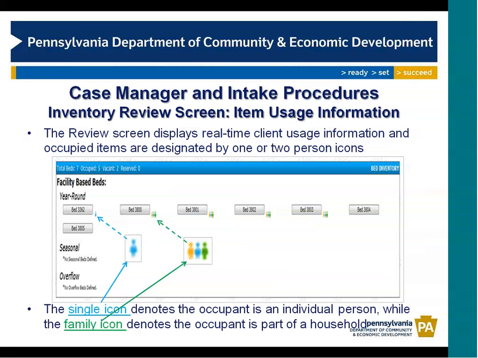Along with the inventory setup information, and this is one of the neater parts of the review screen, it displays real-time information on each item's current status in regards to client usage. Inventory items that are currently empty, which the system also refers to as vacant, are available for check-in. You'll see here, like beds 3804 and 3805, they're vacant. If you don't see any icons next to them, you know that you can put people in them.